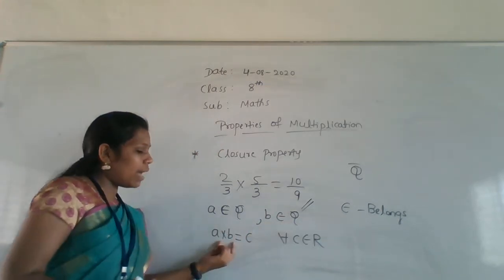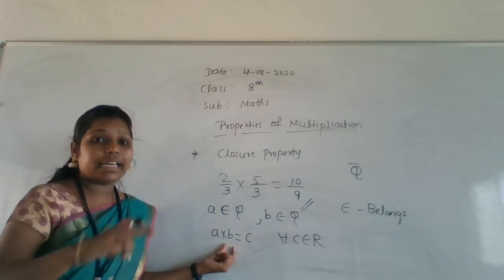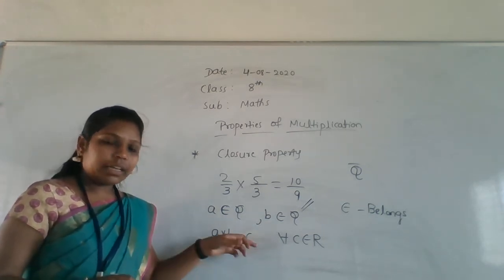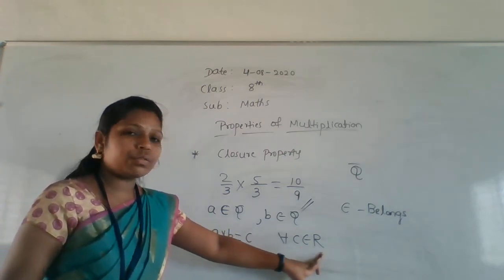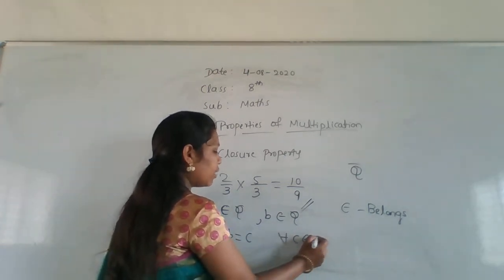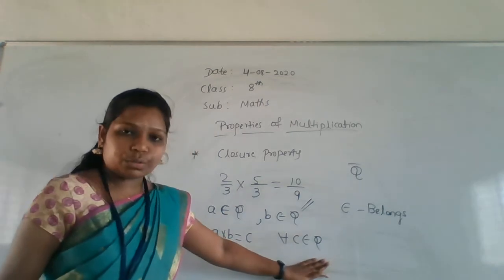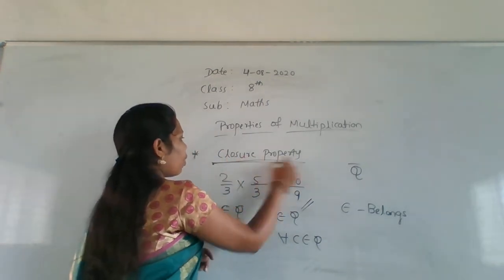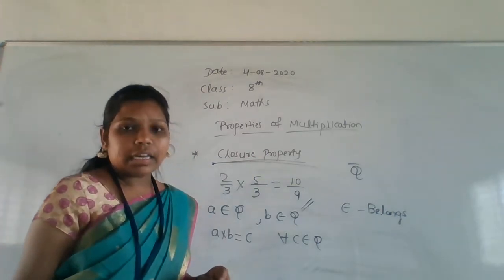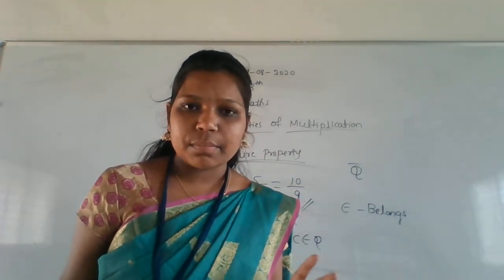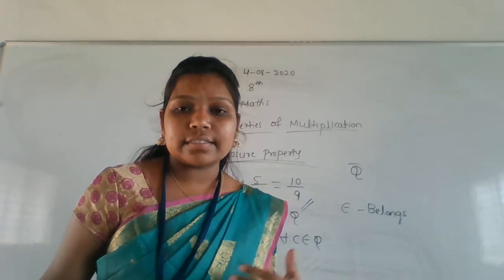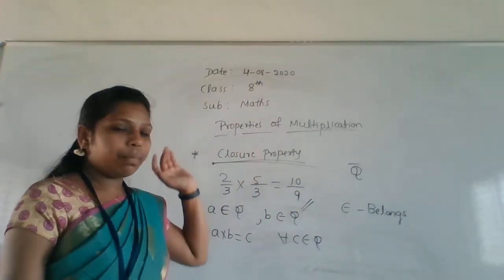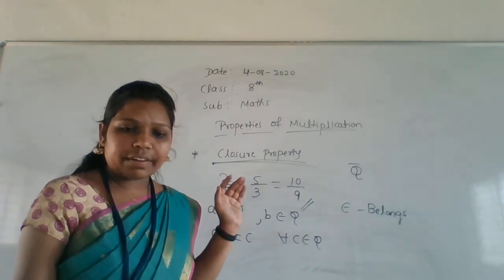And if you multiply A and B, it will give some answer C. This C also belongs to the rational numbers. Then it is called the closure property. Getting my point? If you multiply any two rational numbers, again it will give the answer as a rational number only. That is nothing but the closure property. Getting everyone? Okay.